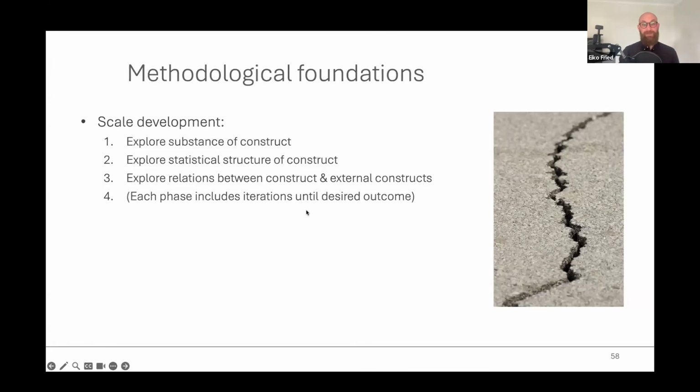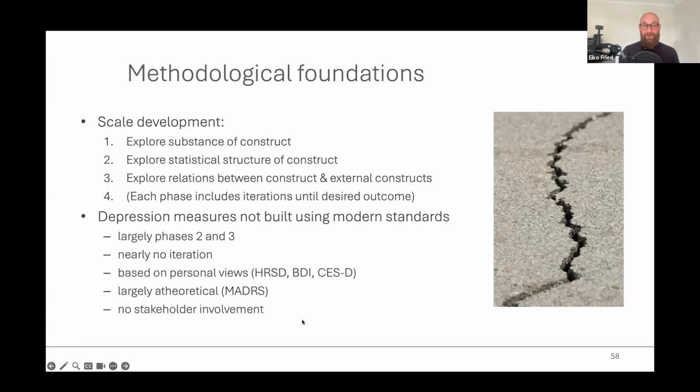This is what we ought to do. What we have done so far is we largely skipped step one, at least in the last 50 years. We did phases 2 and 3. There's basically no iteration. I studied this stuff pretty carefully. I'm only aware of the BDI having received updates. I know that versions exist for some of these scales, like the Hamilton has a 7 item and a 24 item version, but they're not updates on the 17 item Hamilton version.